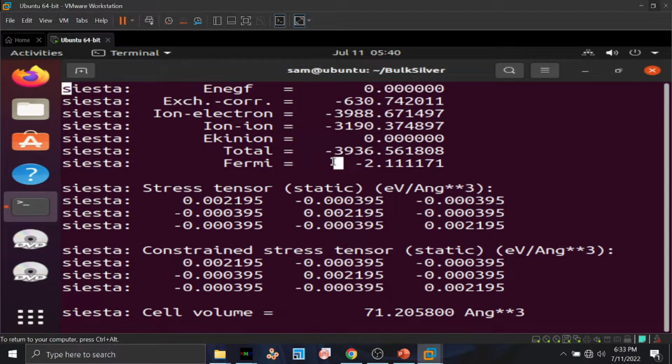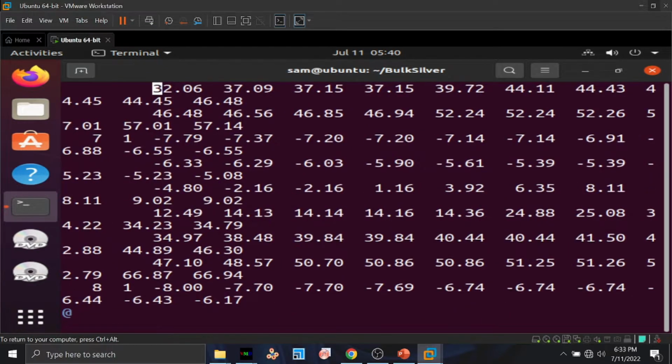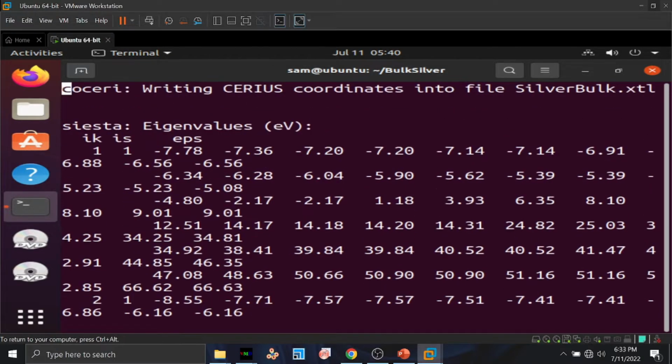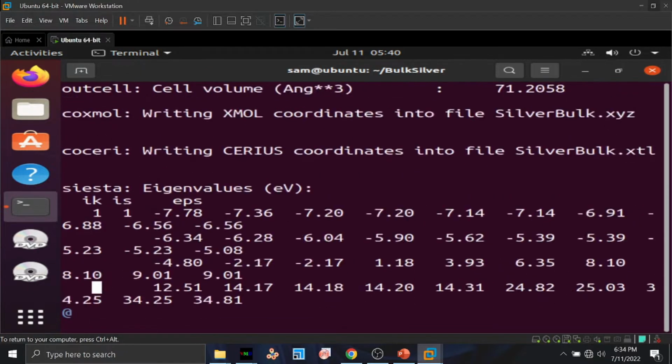So let's go a little bit up, where it will be written whether the geometry is relaxed or not. Okay, so let me start this slowly.